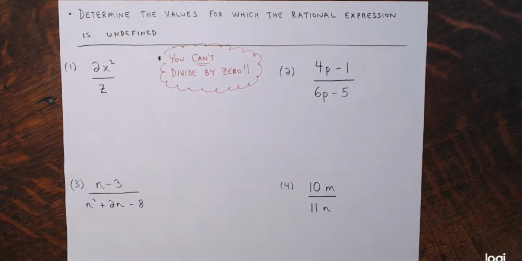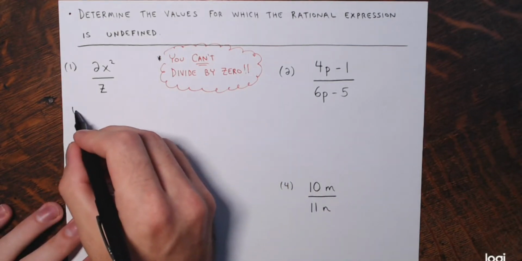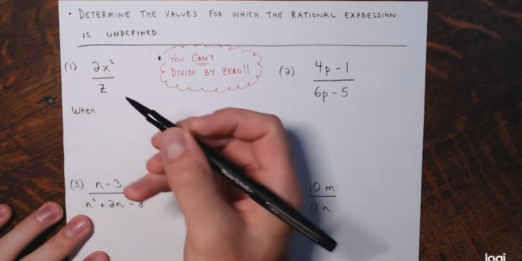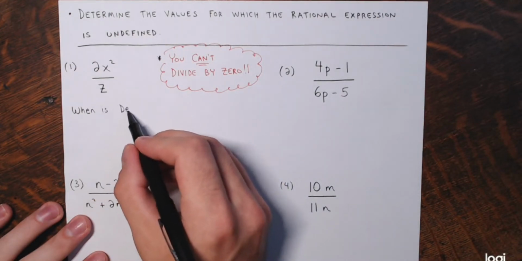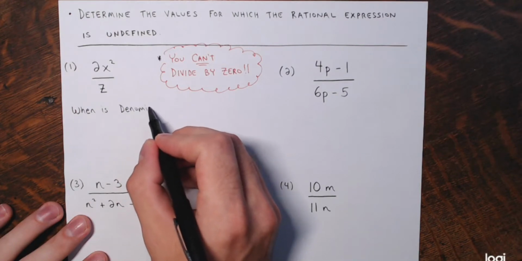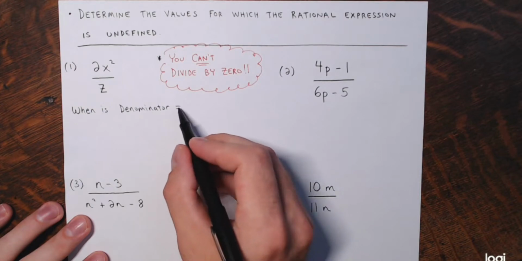And that's the key to all these problems. You're going to ask yourself, for what values is the denominator of these fractions, what you're dividing by, equal to 0?